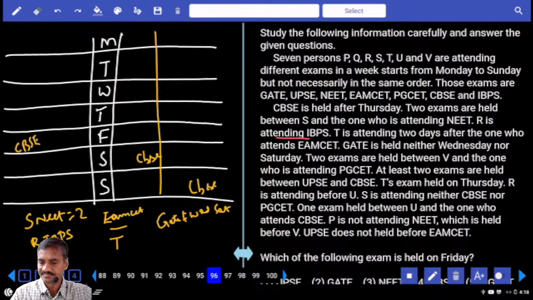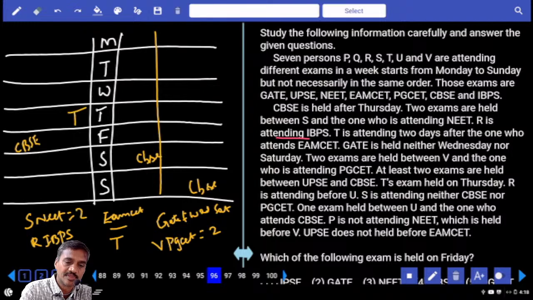The next one. And 2 exams are held between V and PG set. Now between V and PG set, how many examinations are there? There must be exactly 2. And at least 2 examinations are held between UPSC and CBSE. Now between UPSC and CBSE, at least 2 examinations between these 2. And T's exam is on Thursday.